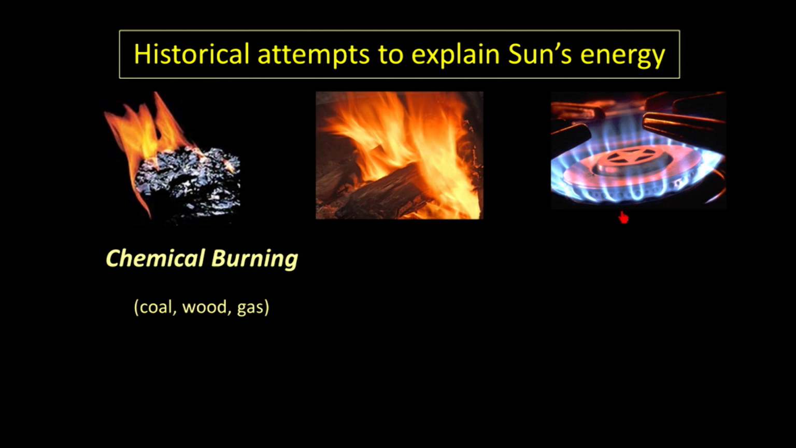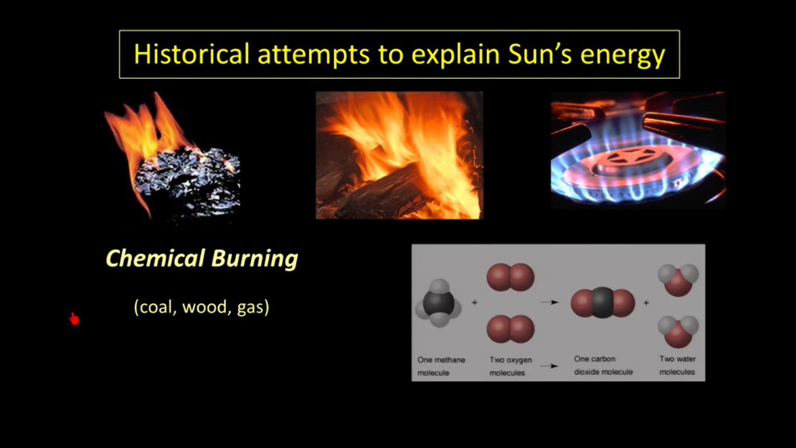Now the sun is not made out of propane or natural gas. The sun is made out of hydrogen, and hydrogen is a very flammable gas. The problem is that the physical process or chemistry that is involved in burning is something the sun cannot do. Let me show you why.